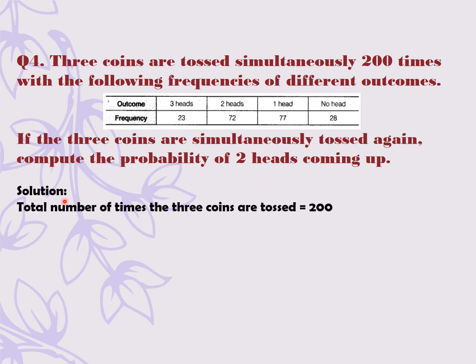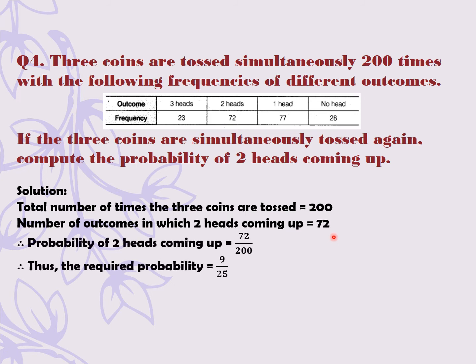The total number of times the 3 coins are tossed is 200. Remember, tossing the coin once, or 3 coins at a time, is an event. We are tossing 3 coins at a time, and that is our event. We did this experiment 200 times, so the total number of outcomes is 200. Out of those, the number of outcomes in which 2 heads come up is 72. So from here we can see 2 heads as the outcome is 72 times.